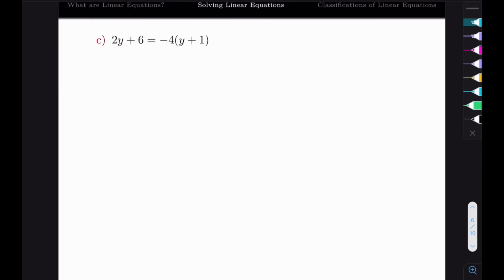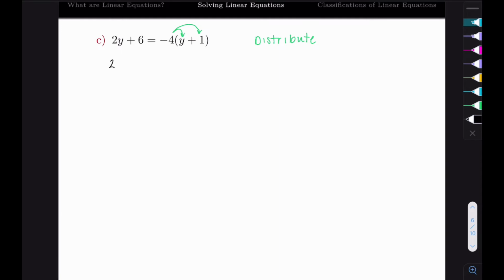So here we've got our variable on both sides of the equation again, but we also have this operation where we have negative 4 times some stuff in parentheses. So the very first thing we need to do is we need to distribute this negative 4 to both pieces. So this way it wipes those parentheses and gives me something a little bit simpler to work with.